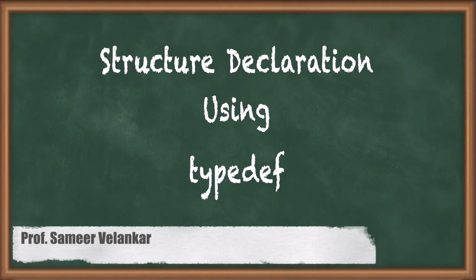I welcome all of you to this third video on structures in C. In the first two videos, we saw how to declare a structure and how to make variables of that structure. We also saw how to access an individual member of any structure. Now this video, a very small video, is again about declaration of a structure.